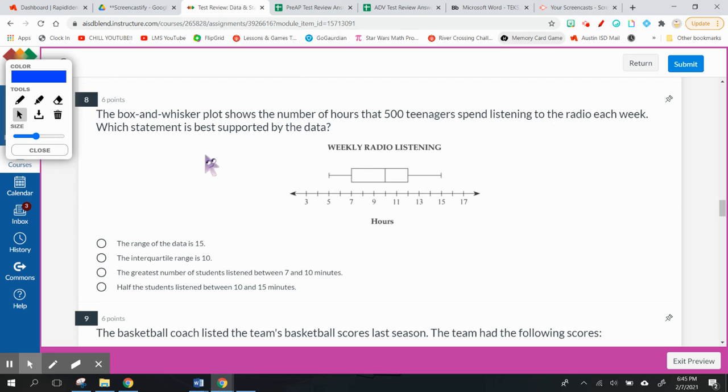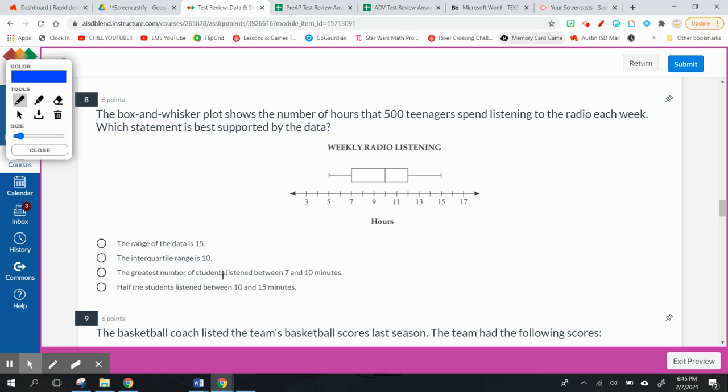The box and whisker plot, another box and whisker plot, shows a number of hours that 500 teenagers spent listening to music on the radio each week. Which statement is best supported by the data? I feel like it should say on YouTube or on Spotify. We'll go old school with this, on the radio. All right, let's see. We have a lot of information here.